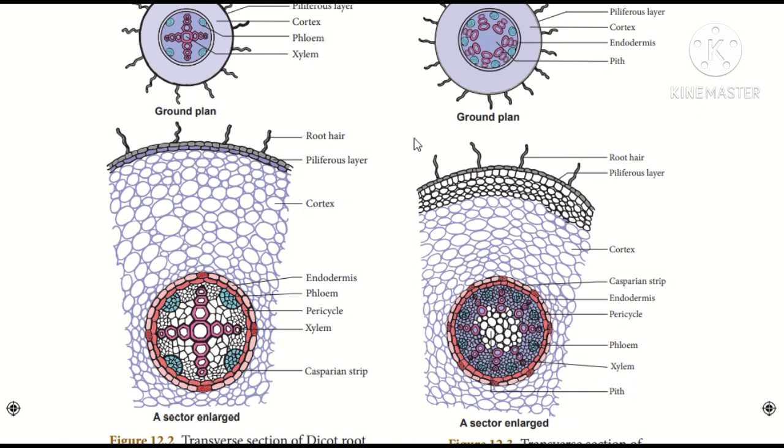And the second organ is called the cortex. The epiblema is the outermost layer, maybe one or two layers you can see. But the cortex is multi-layered, the largest zone, and it is made up of thin-walled parenchymatous cells. Parenchyma is a type of simple tissue with a lot of intercellular space. This is one cell, this is another cell, and between the two cells the intercellular space is usually present. The main important function is storage.